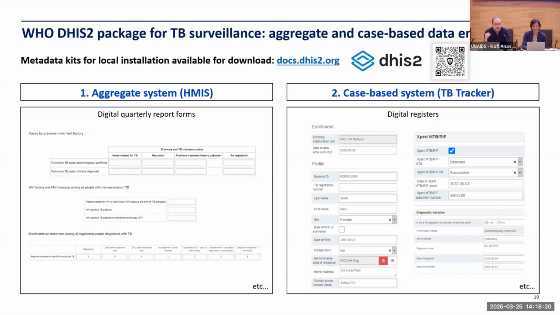For case-based, you're entering individual level data, so data on each and every person that you're entering into DHIS2. And then the system will do the aggregation. So beyond that, the systems are the same. The data, the indicators are the same, and the dashboards for data visualization are exactly the same. Next.